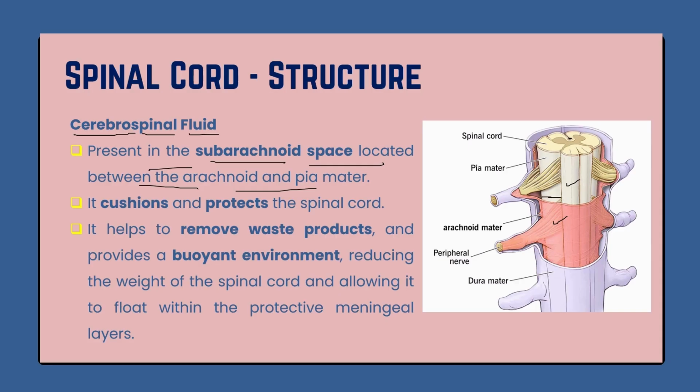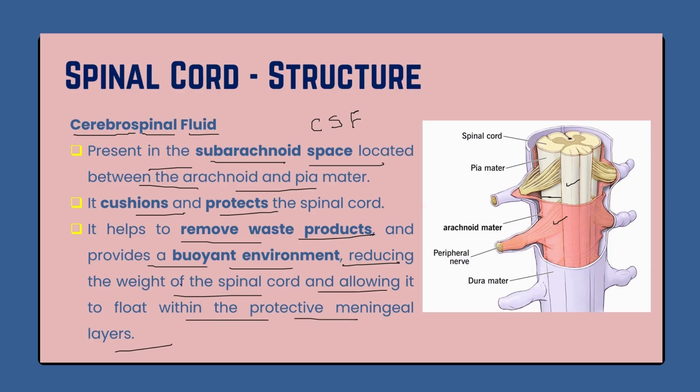What is this fluid called? Cerebrospinal fluid, or in short, CSF. What does it do? It cushions and protects the spinal cord. It helps to remove waste products and provides a buoyant environment, reducing the weight of the spinal cord and allowing it to float within the protective meningeal layers. All right, so this is what cerebrospinal fluid does. It gives it a buoyant environment so that its weight reduces and it can float inside the protective meningeal layers. All right, so these were the three important protective layers of the spinal cord.